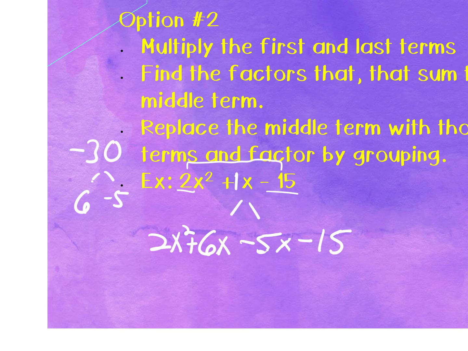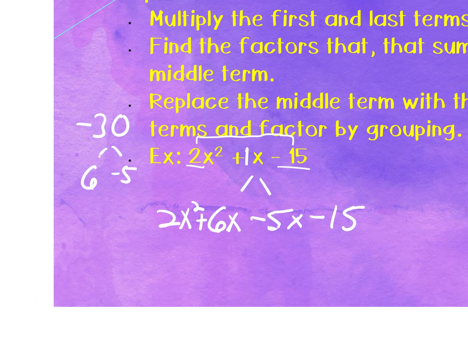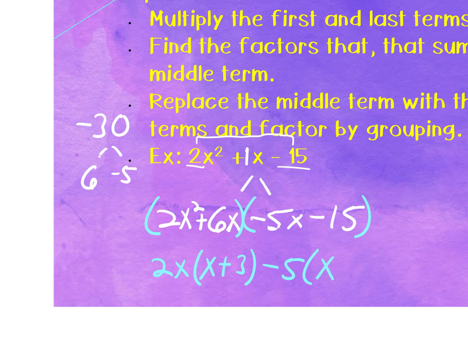And now, how many terms do you see? 4, right? And we just learned, maybe like 20 minutes ago, how can you factor something with 4 terms? Grouping. So I'm going to group the first 2, group the second 2. What's our GCF of that first group? 2x. And then you should be left with x plus 3. What's our GCF of the next group? Good, negative 5. And you should be left with x plus 3.